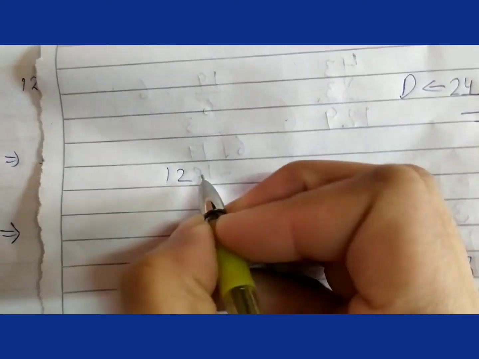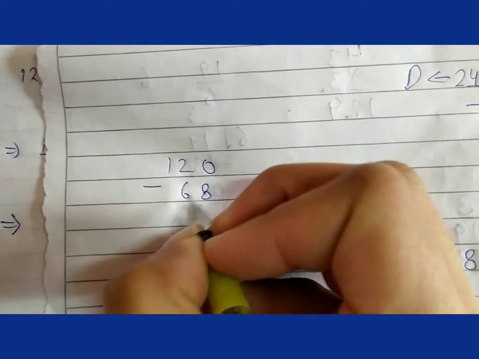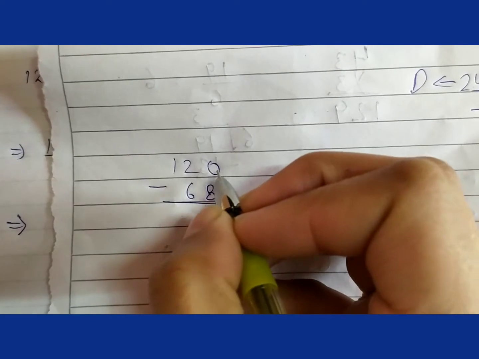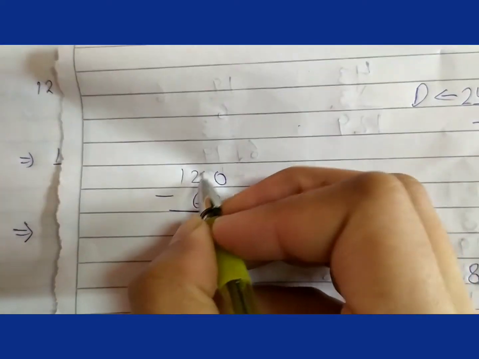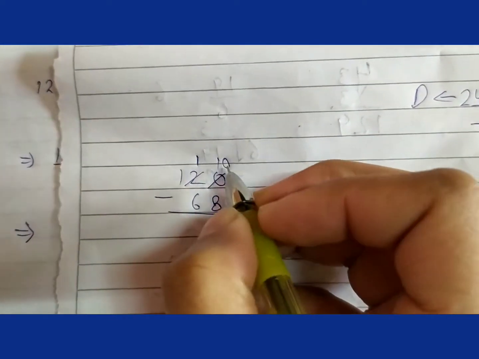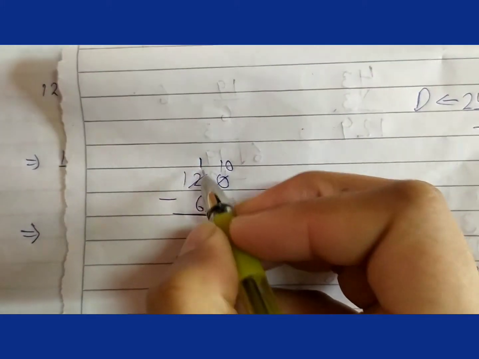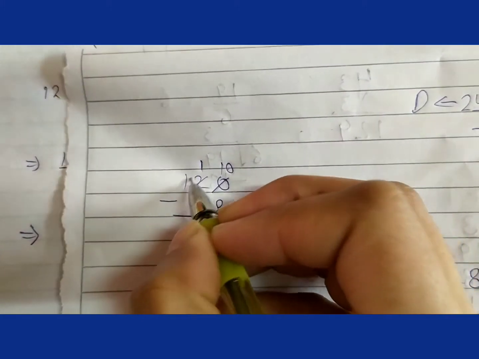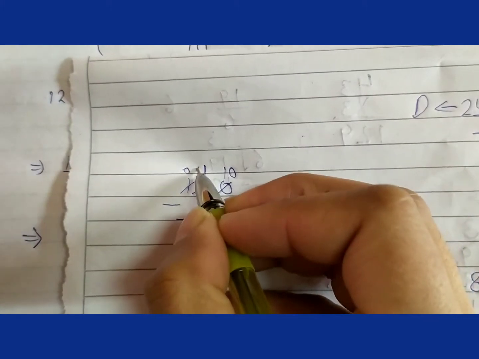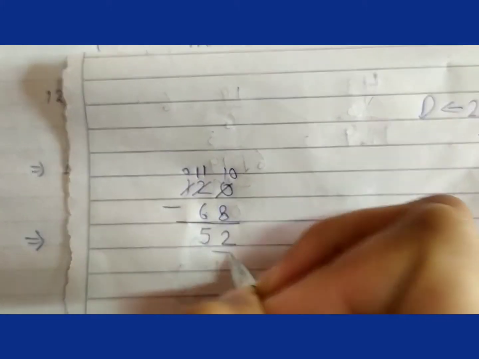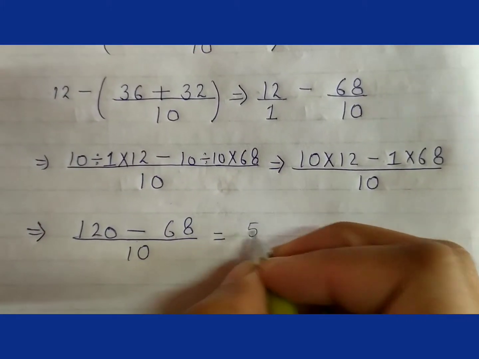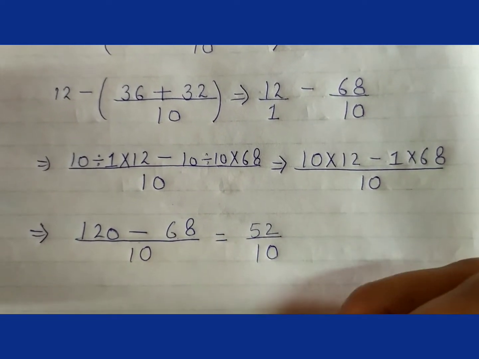Write 120 subtract 68. 0 minus 8. 0 is a small digit as compared to 8. 2 borrow 1, 10. 10 minus 8, 2. 1 minus 6, 1 is smaller than 6. 1 borrow from 0, 11 minus 6, 5. That is 52. Write 52 upon 10.